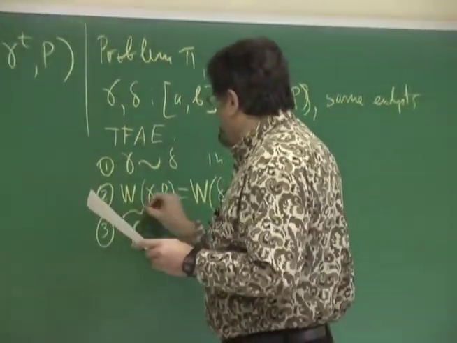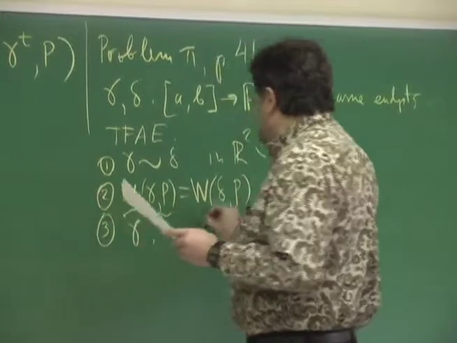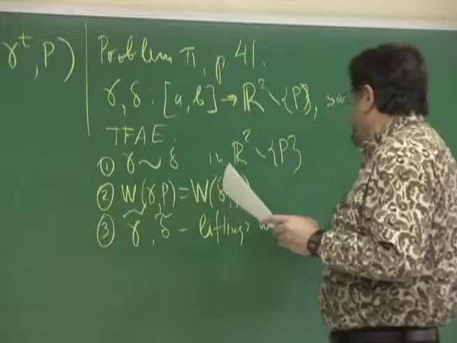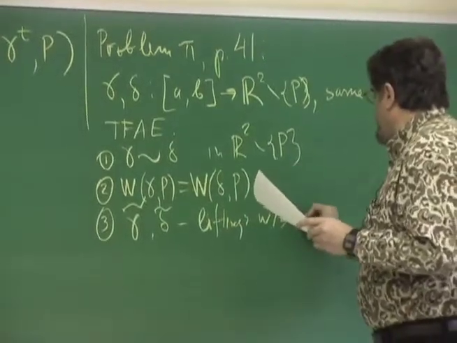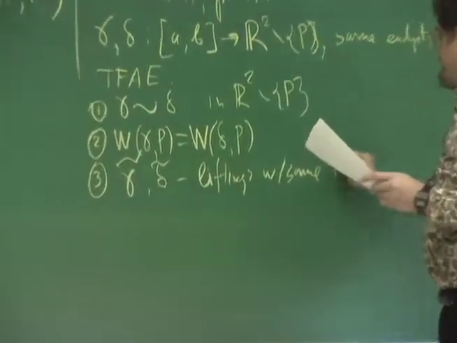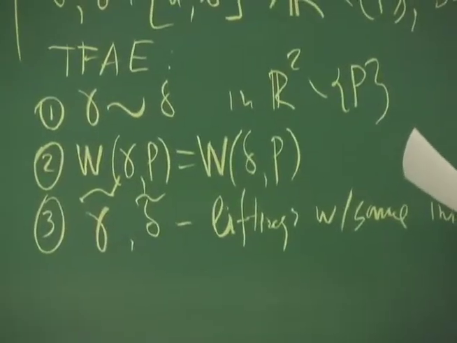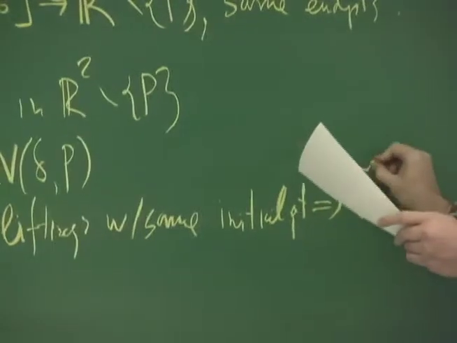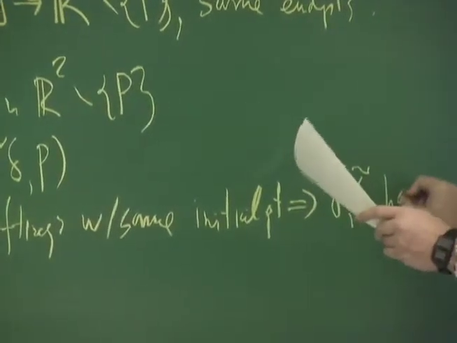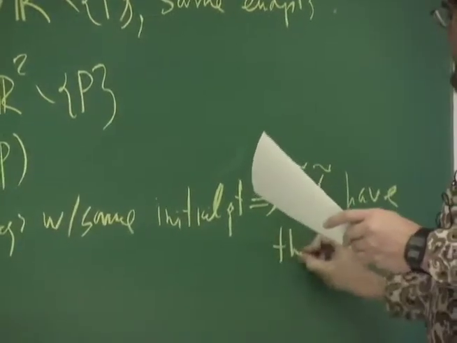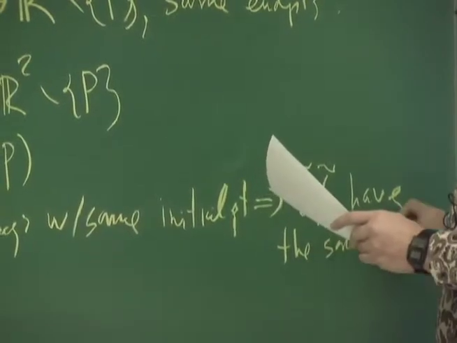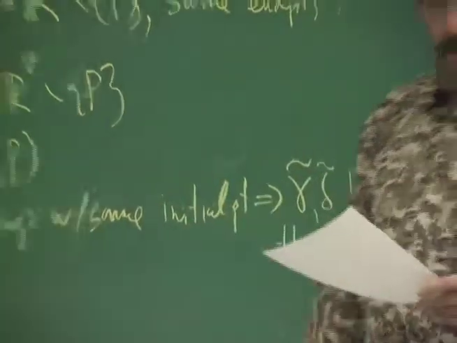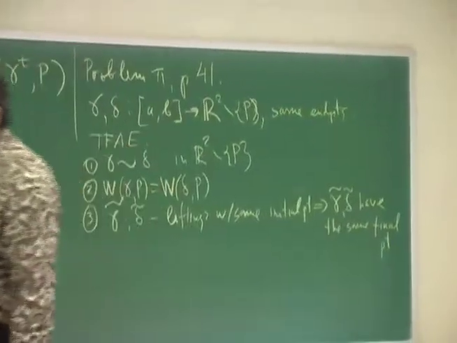And 3, if gamma tilde, delta tilde are liftings with the same initial angle, initial point, then gamma tilde and delta tilde have the same final point. All three of these are equivalent, and this is quite important.